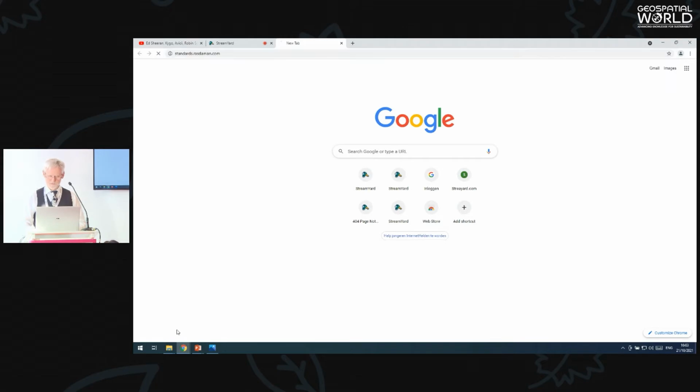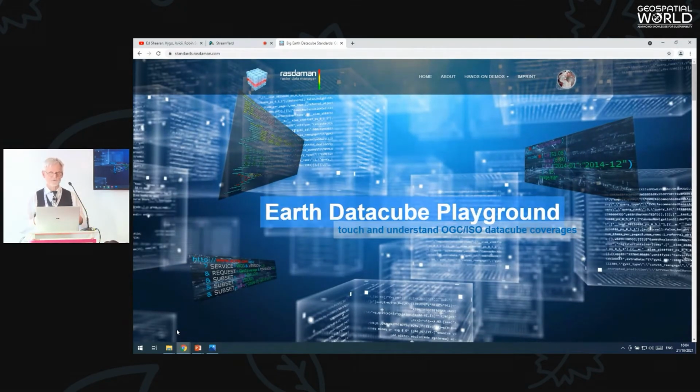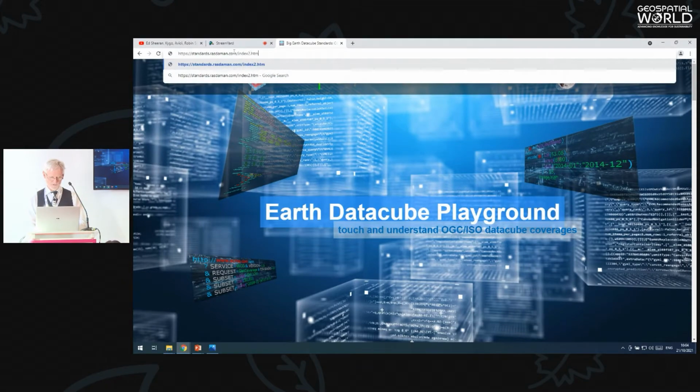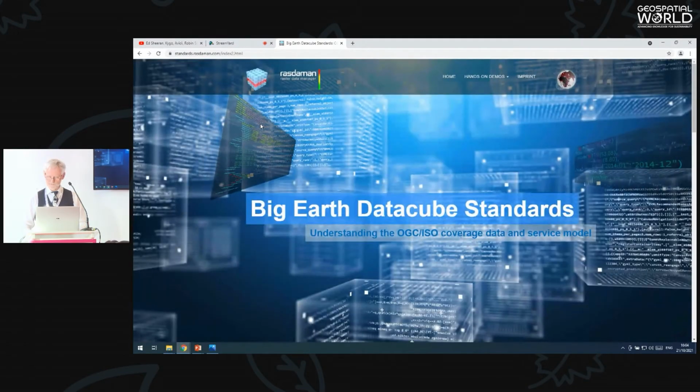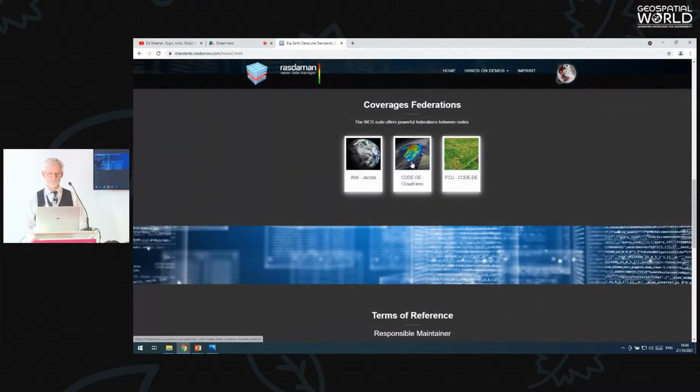So this is a website that we have built in the capacity of standards editor. We wanted to showcase data cubes and the standards of OGC in one, two, three, four-dimensional scenarios. There are lots of demos that are publicly available. I want to go into a specific one where we talk about federation.